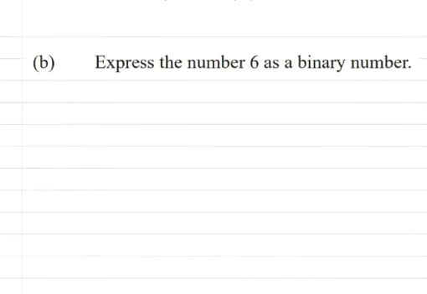Part (c), we're asked to express 6 as a binary number. Alright, so this is how you do that. We're going to divide the number 6 by 2. And over here, we're going to have the remainder. When you divide 6 by 2, you're going to get 3, with a remainder of 0.